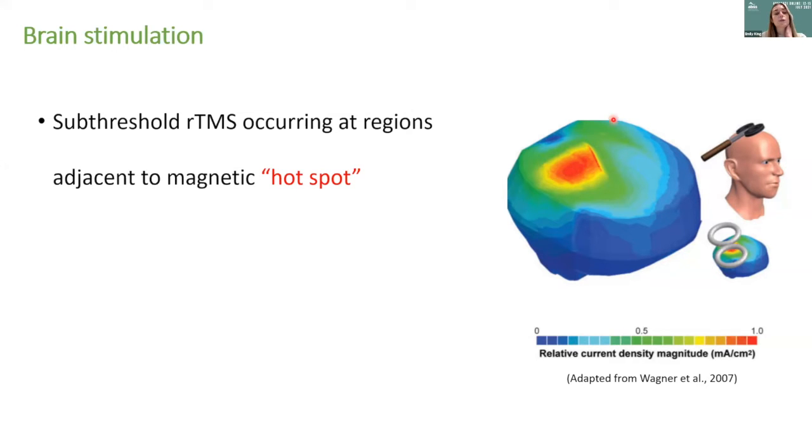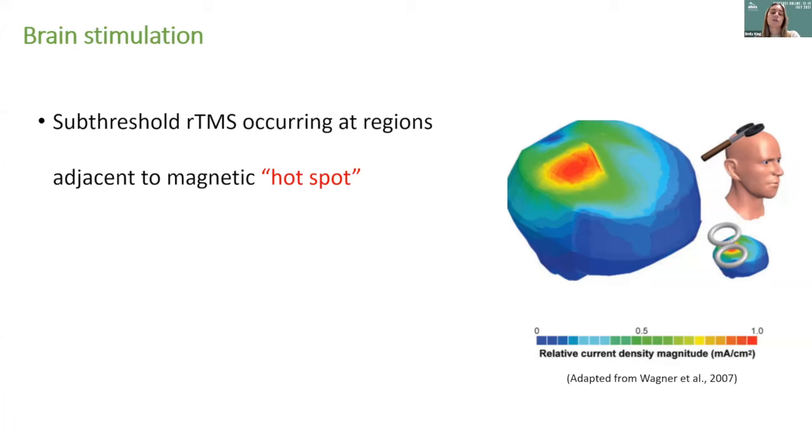But it's also thought that the cortical regions surrounding that target area also receive rTMS, although at much lower subthreshold intensities. And so that's what some of the research here in our lab is currently focusing on. What are the effects of subthreshold rTMS on the brain?